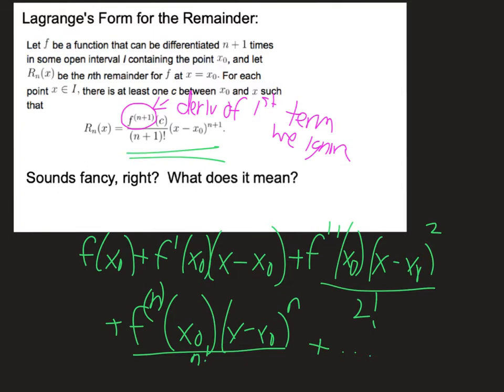It's that next term. So it's just like the alternating series remainder in that it's the next term that we pay attention to. The difference is, you see how there's a c there and not an x naught? That's where things get different. And so basically what that c is, it's some number between x and x naught where the derivative is bigger, like the biggest value.